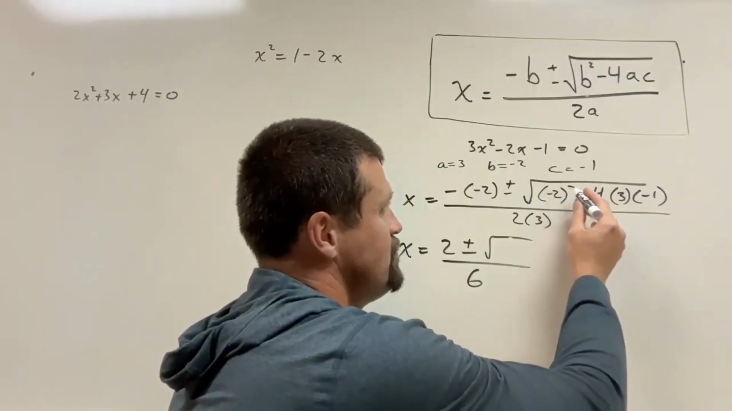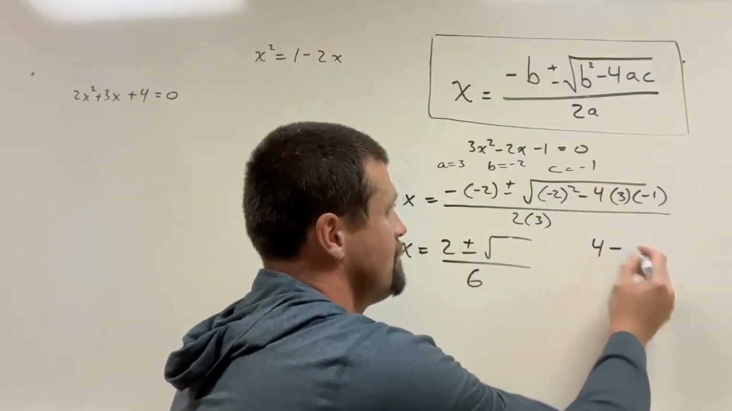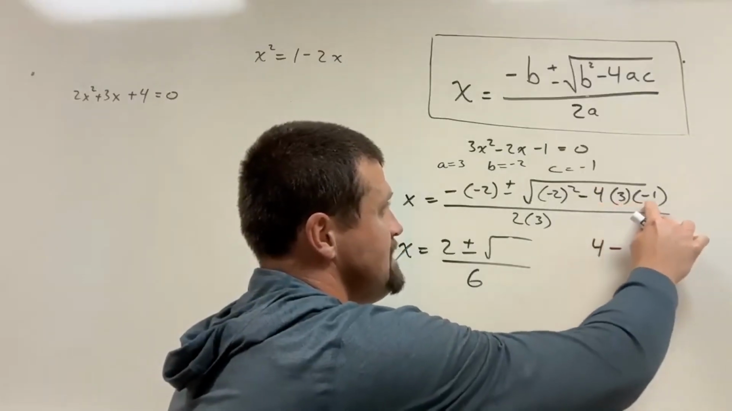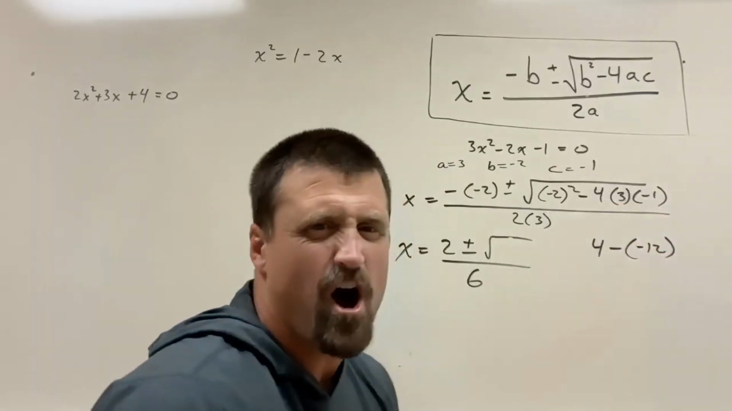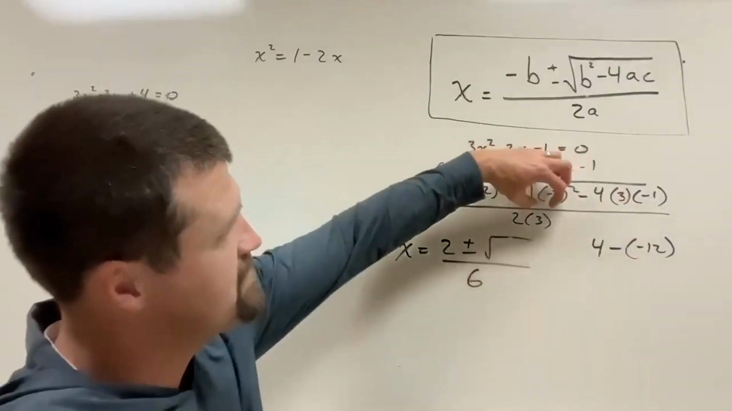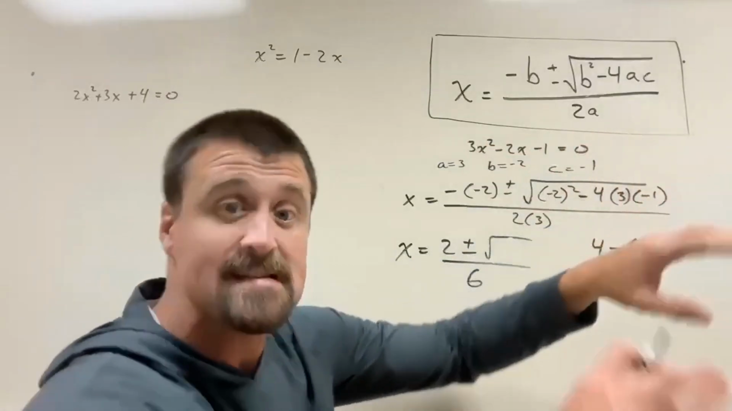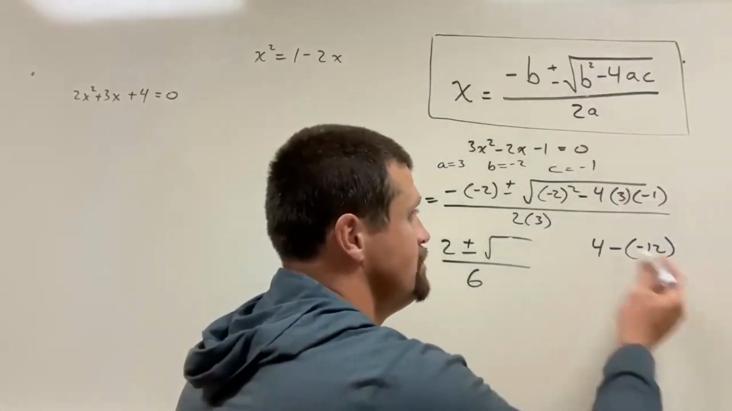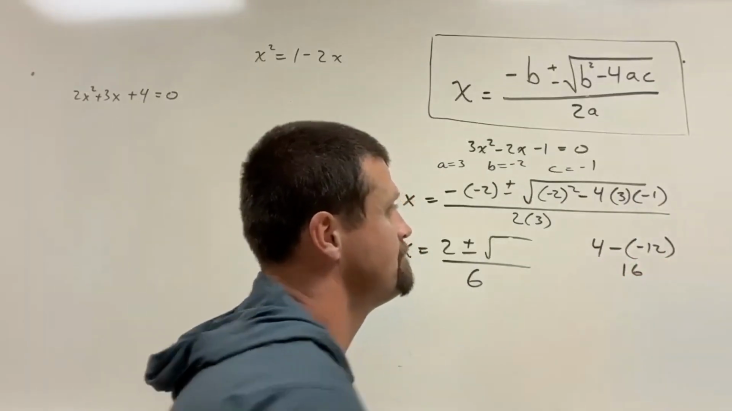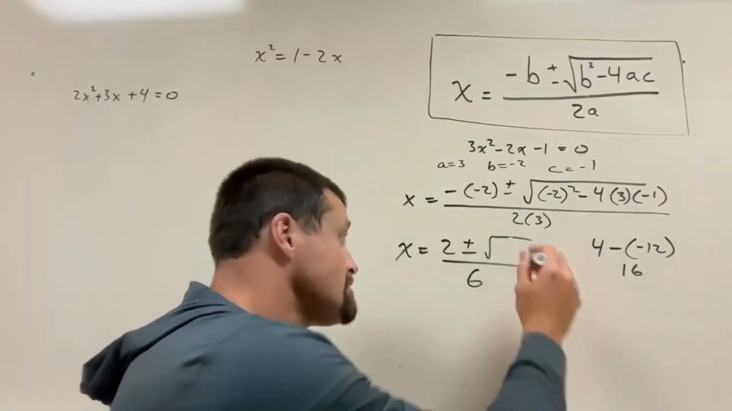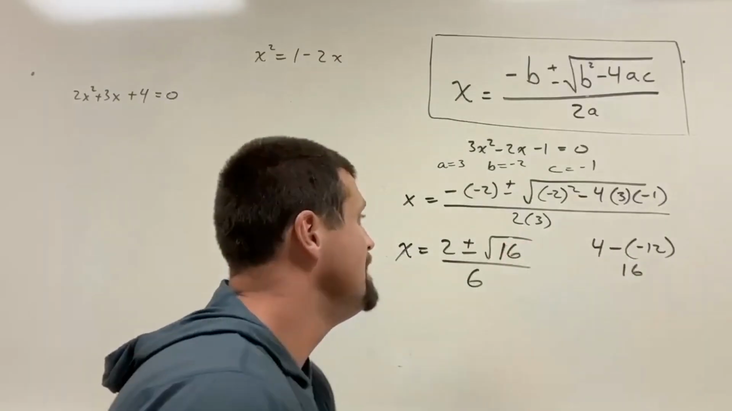So -2 squared is 4. 4 times 3 times -1 is -12. So it always turns into a subtraction. So do the b squared and do the 4ac separately, and then subtract the two answers. 4 minus -12 becomes +16. Okay? So that's what goes under the square root.